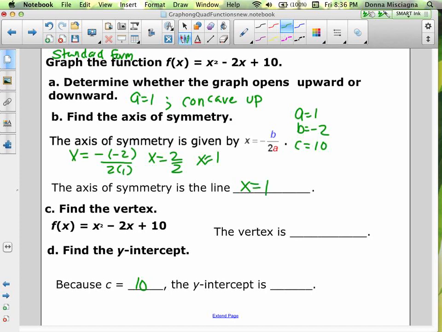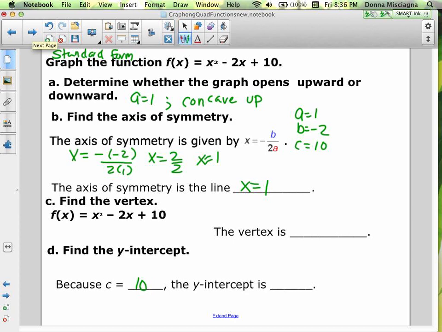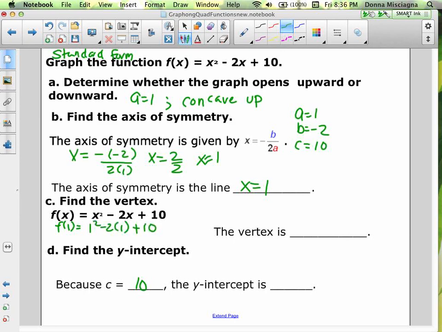To find the vertex, we may as well just plug in. It's not that difficult to plug 1 in. Just a little old lowly 1. There we go. So we have f of 1 equals 1 squared minus 2 times 1 plus 10. So that's going to be 1 minus 2 plus 10. 1 minus 2 is -1. -1 plus 10 is 9. Right? So our vertex is the point (1, 9).